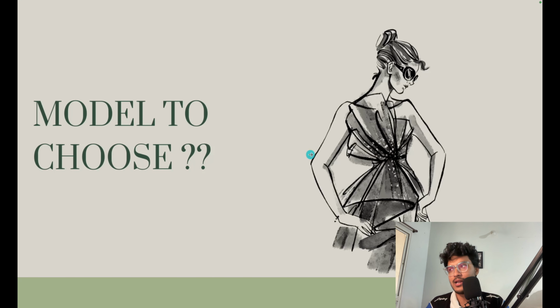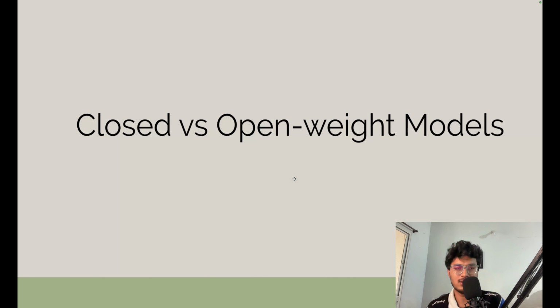So the first parameter is closed versus open weight models. Okay, so what actually is a closed model? A closed model is one whose parameters and how it has been trained are not open source, but open weight models are open. Closed models are like GPT, Claude, Gemini, and open weight models are like Llama, Mistral, DeepSeek, Qwen. The characteristics of a closed model are that they provide API access, they are maintained by the provider, there is no access to the model weights, and they usually have excellent performance.